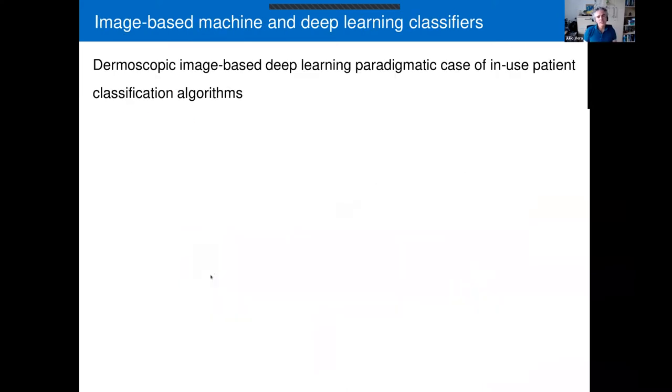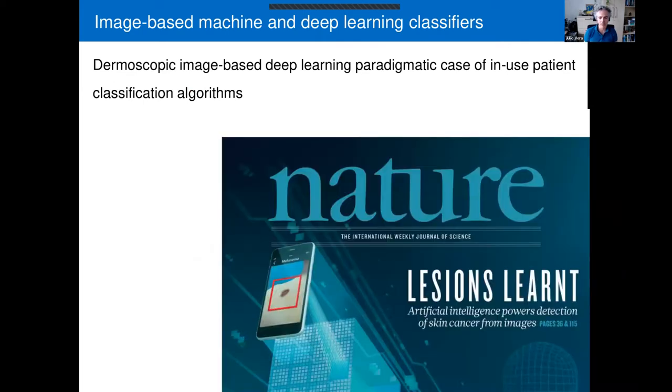And this type of model has actually been very successfully employed in melanoma in recent years. Especially, we are talking here about what people call dermoscopic image-based deep learning models. And there have been very good papers published on this topic in recent years. For example, some years ago, a Nature paper was published in which this type of deep learning model was used to classify skin lesions.